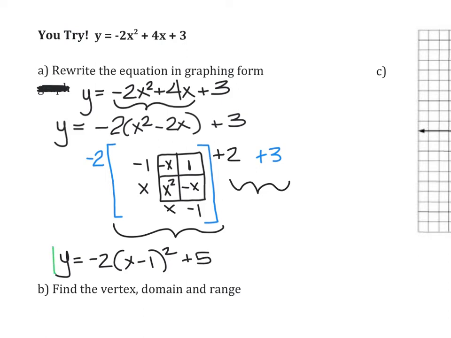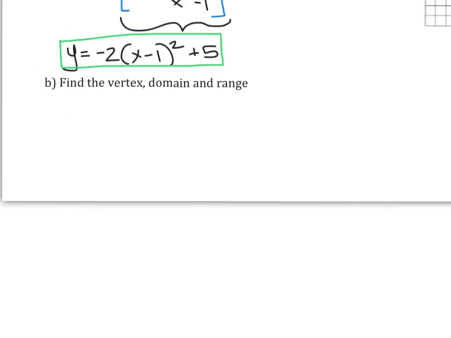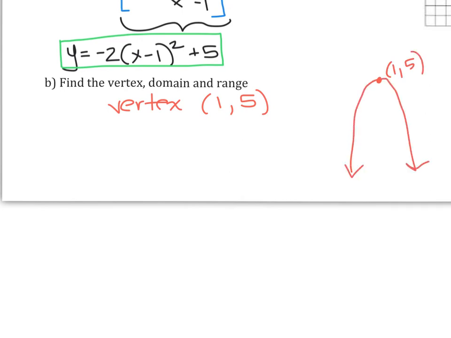And now I have this in graphing form, and it makes it really easy for me to see the vertex, the domain, and the range, and then to go ahead and do the graph. So the vertex, the domain, and the range. The vertex, I can tell, since this is in graphing form, is going to be a positive 1 and a positive 5. So I know that this parabola, because there's a negative 2 out front, opens downwards. So I can either go ahead and do the graph and then do domain and range, but even just knowing these basic parts, that this is at 1, 5, and it opens downwards, is going to allow me to do the domain and the range.